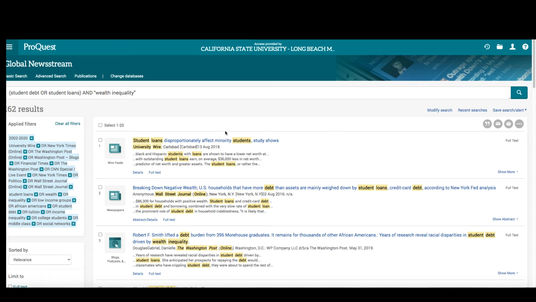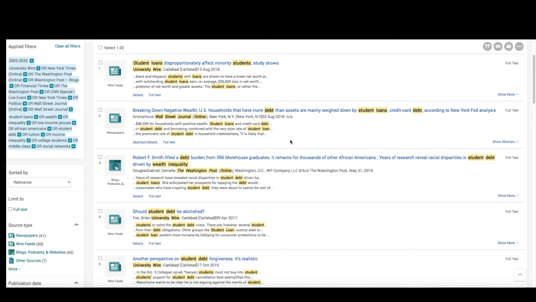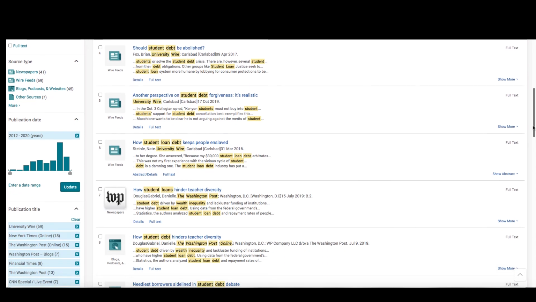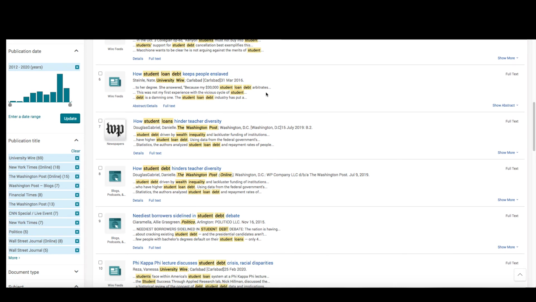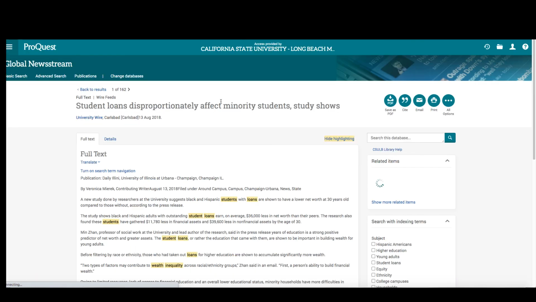And so here we have a campus newspaper saying that student loans disproportionately affect minority students. We have that households with more debt are mainly weighed down by student loans and credit cards. How student debt keeps people enslaved. So there's a number of ways. Now here you'll see there's two that have the same, and that's because one is in the Washington Post blog and one is in the Washington Post, and they happen to have the same headlines on them. Most of the newspaper stories in here are full text. It's very rare to find one that's not.